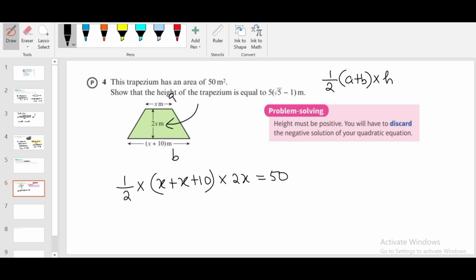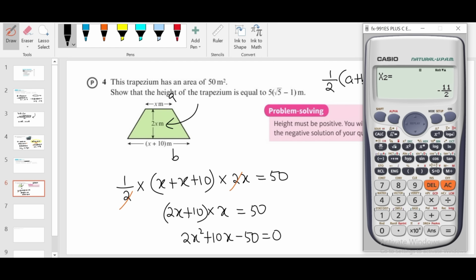Bring the 2 to the other side. 50 times 2 is 100. You will get (2x plus 10) times 2x is equal to 100, or you can just cancel this. So write it as (x plus 5) times x is equal to 50. So you get 2x square plus 10x minus 50 is equal to 0. What I would do before I solve, I'll look for a common factor. Yes, there is a common factor 2. So you can divide throughout by 2 and then solve it. Otherwise, just solve it first using calculator.